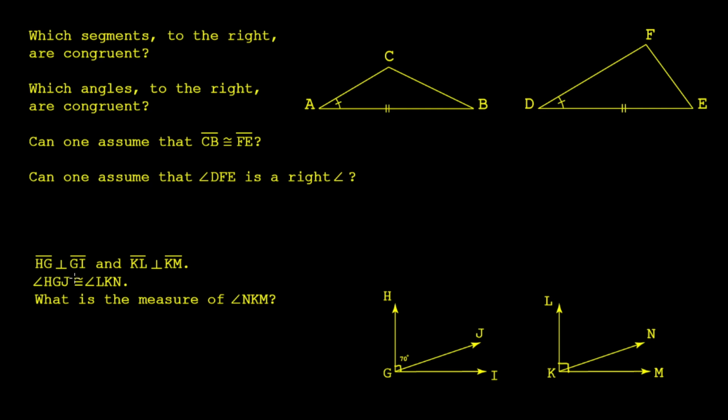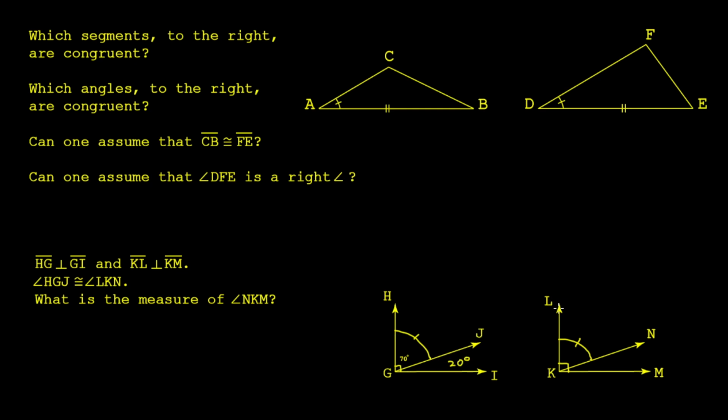Angle HGJ is congruent to angle LKN. You can make this arc here, or you can put a tick mark. I usually put tick marks. So now we know that the measure of angle HGJ is 70. The measure of angle HGI is 90. So then the measure of angle JGI is 20 degrees.